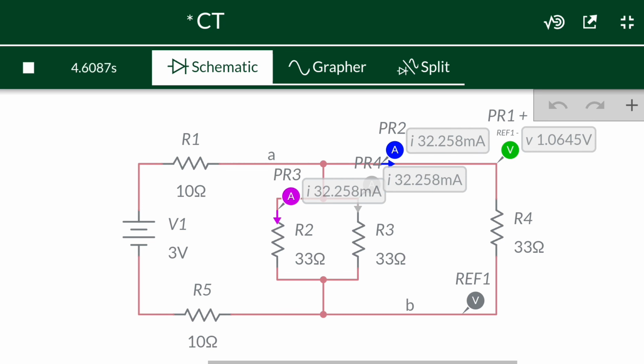And current flowing through R4 is calculated as 33 milliampere, while current flowing through R2 and current flowing through R3 is calculated as 32 milliampere.